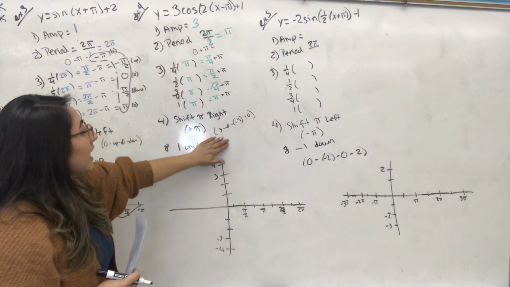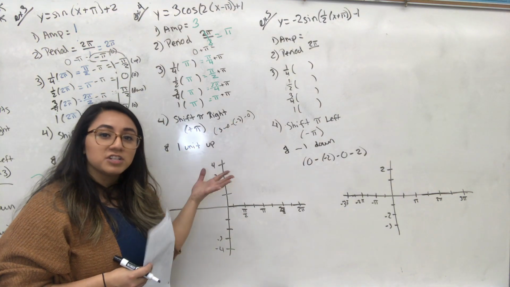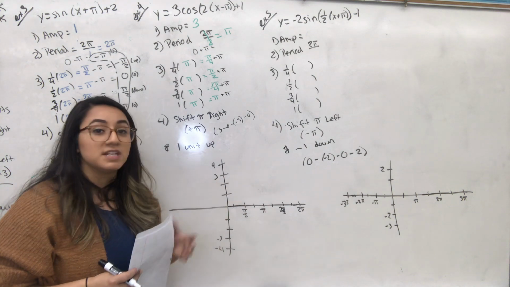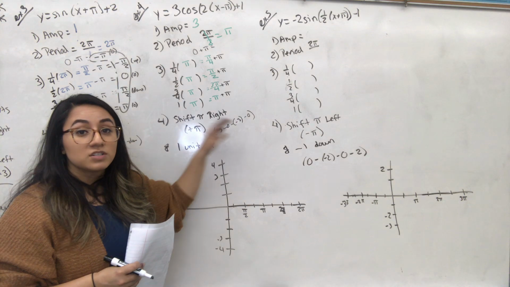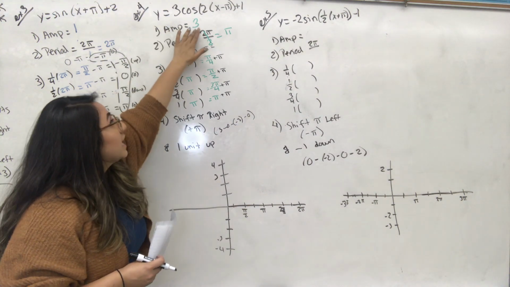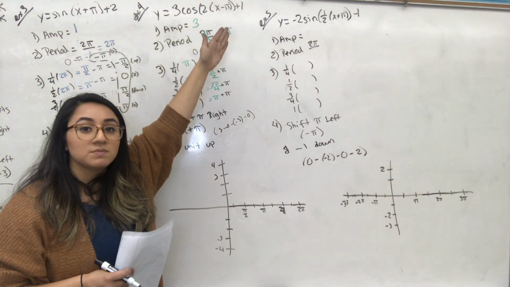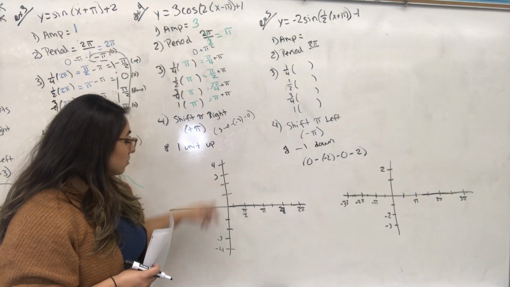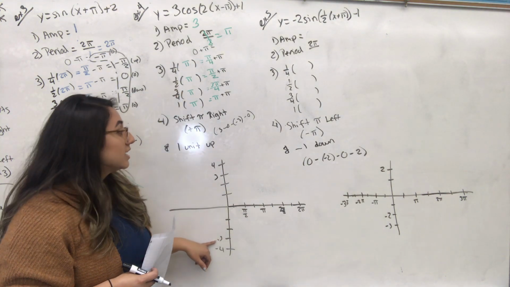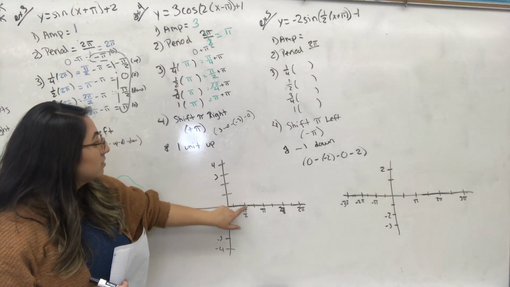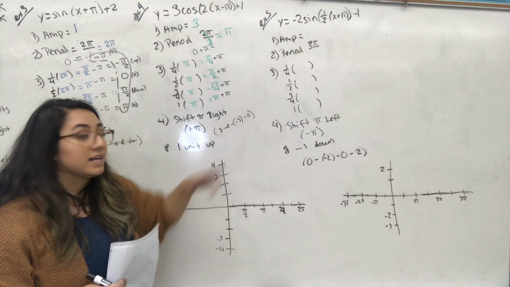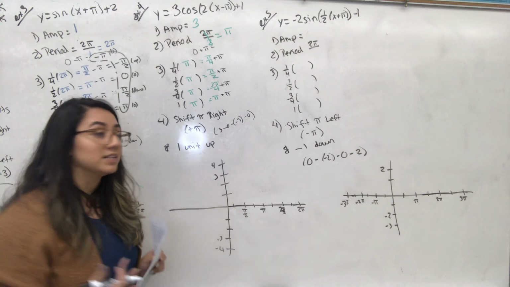Now, I have my pattern here. I changed it a little bit because now my amplitude is different. So instead of 0 up, 0 down, it's now at 3. So my amplitude, I start at 3. That's going to be my maximum point. My minimum point is going to be -3. So then instead of putting up 0, down 0, I put 3, 0, -3, back to 0. That just helps me to graph a lot better.